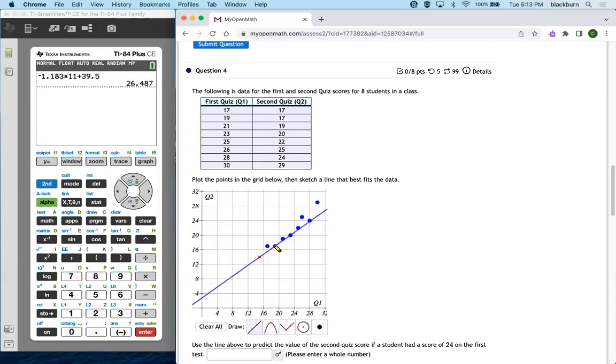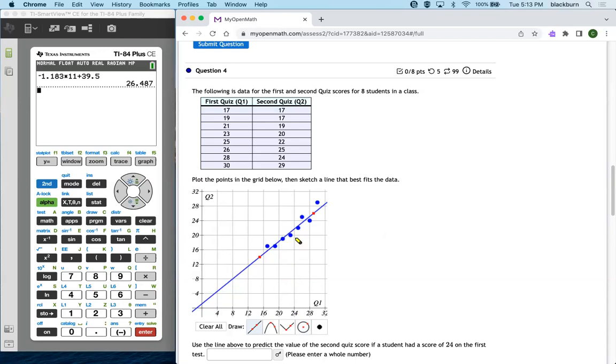Let's click it right there, and then I'm going to drag it up, and I'm going to click it somewhere else. So like half the points are above the graph, half the points are below the graph. I'm going to click again, and then we're going to use that to predict the value of the second score if the student had a first score of 24. So student had a first score of 24, that's right here. What's the second score going to be?